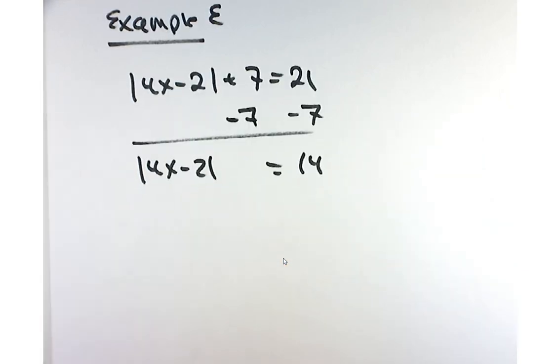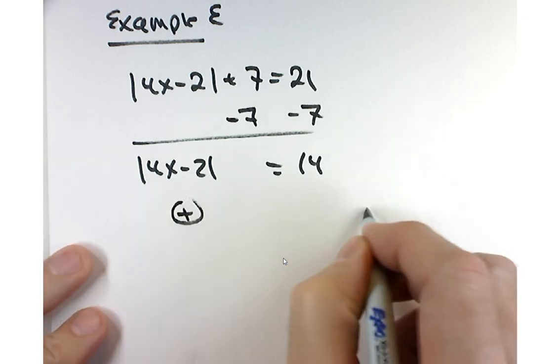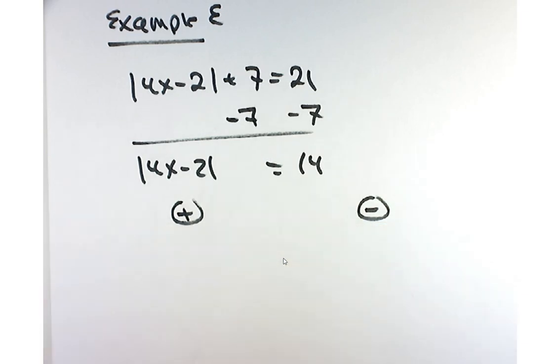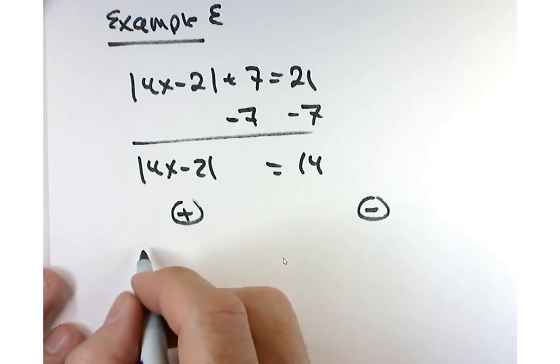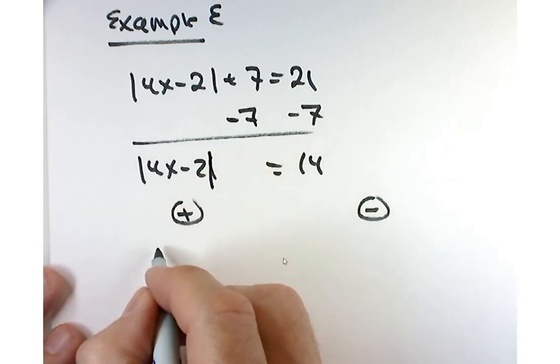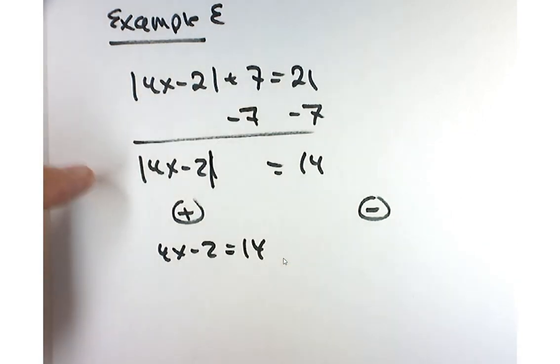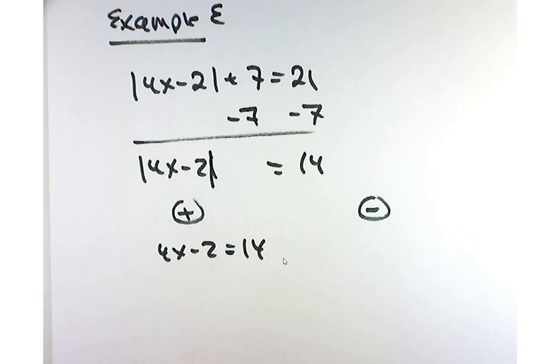When I grade your exams, I'm going to be looking for two things. I'm going to be looking for the positive case and the negative case. If you just wrote that down and not much more, you'd probably get at least a point writing just that much down. Because that's telling me you understand that there's more than one possible solution that we have to look for. The positive case, that's the nice case. That's just going to be 4x minus 2 equals 14. That comes from just dropping the absolute value there.